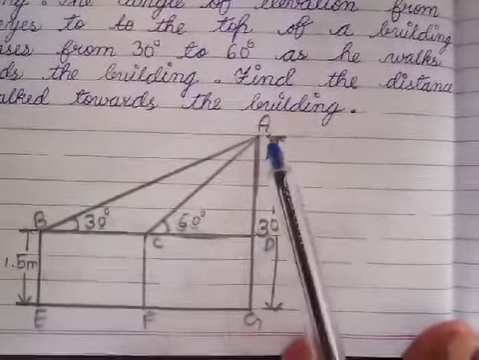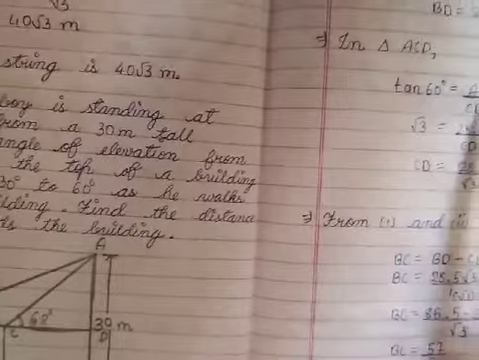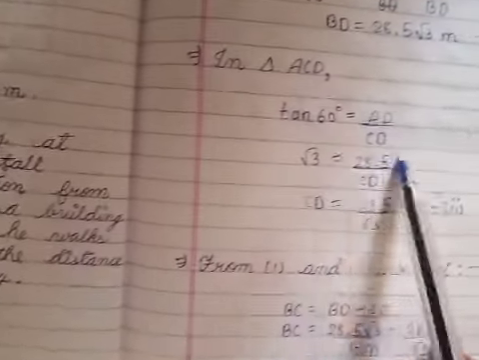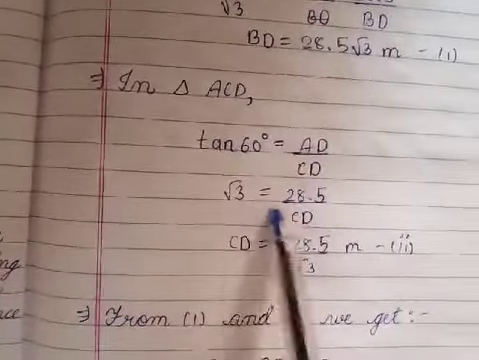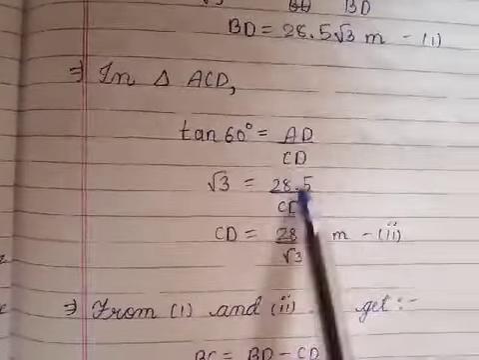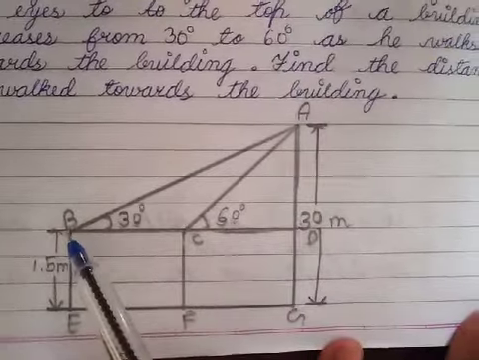In triangle ACD, tan 60 will be equal to AD upon CD. Tan 60 is root 3 and AD is 28.5 upon CD. So CD is 28.5 upon root 3. This is first and second. So what do we want to find? We have to find BC. Find the distance he walked towards the building.